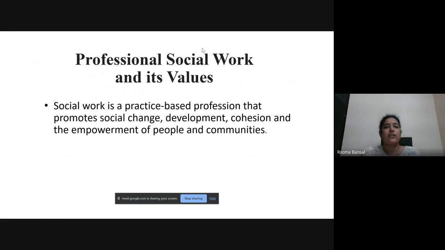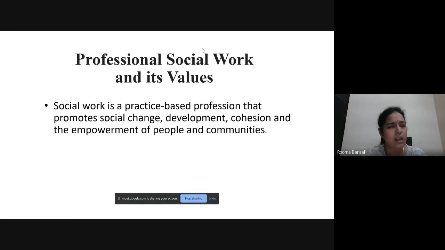So we are going to study professional social work and its values. According to you all, what is social work? Let me introduce first. Social work is a practice based profession that promotes social changes, development, cohesion, and empowerment of people and communities. What does it mean? Basically, social work is, you can say, we are doing something for others without any expectation. That is social work in our ancient era.